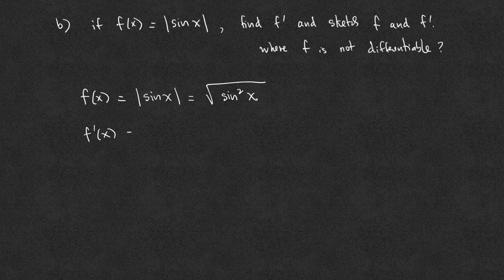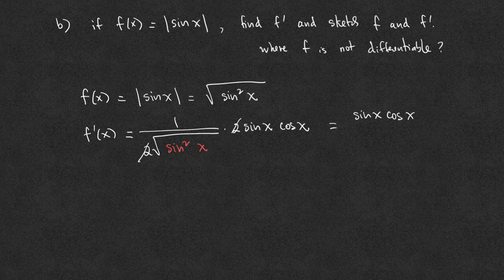f prime of x is therefore 1 over 2 root. The inner function is sine squared of x, and we multiply by the derivative of the inner function. The derivative of sine squared of x is 2 sine of x times cosine of x. Remember that sine squared of x is sine of x, the quantity squared. And so in this case, we use both the power rule and the chain rule. The factor 2 cancels, so we end up with sine of x cosine of x over the root.